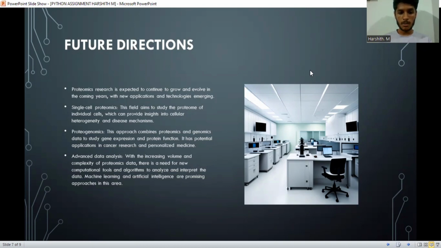It has potential applications in cancer research and personalized medicine. Advanced data analysis. With the increasing volume and complexity of proteomics data, there is a need for new computational tools and algorithms to analyze and interpret the data. Machine learning and artificial intelligence are promising approaches in this area.